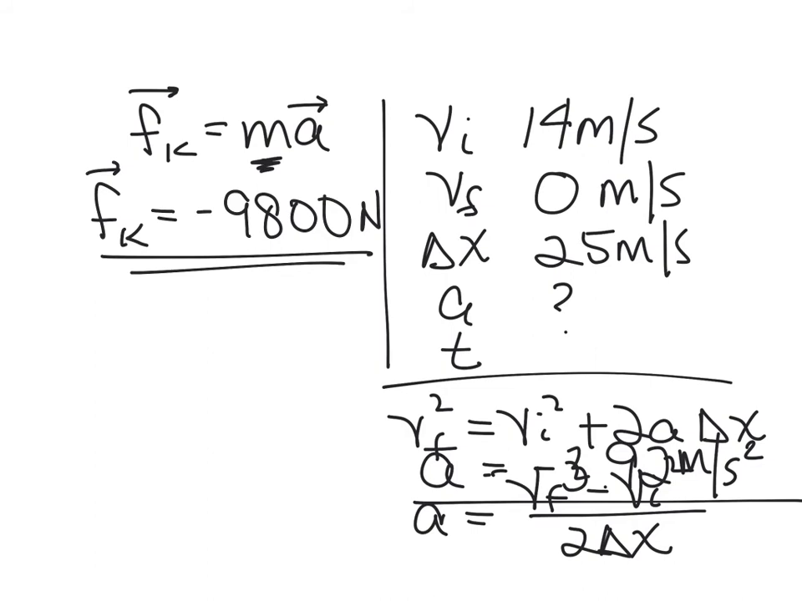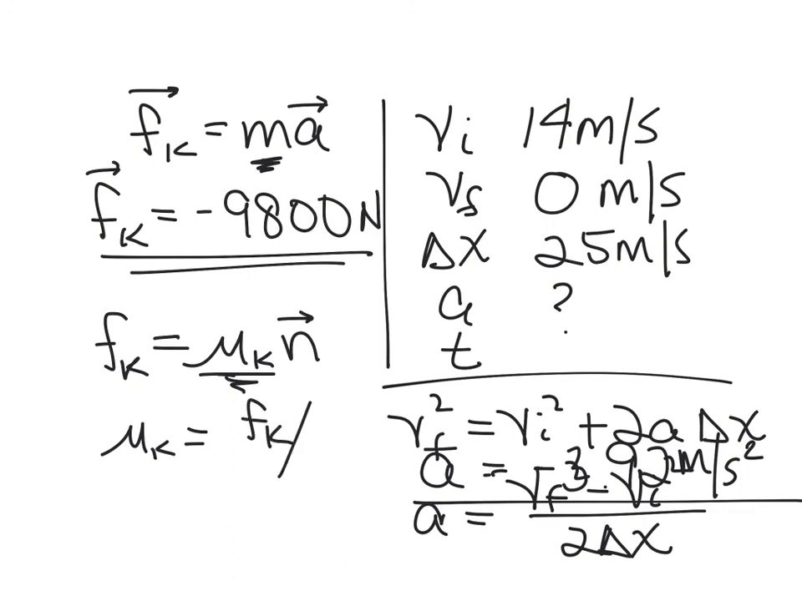Now, what do we do with that? Well, now we're asked to find the coefficient of kinetic friction. We know that the kinetic friction, in addition to equaling mass times acceleration in this case, is also equal to the coefficient of kinetic friction times the normal force. So now we can rearrange and solve for mu k. Mu k equals Fk divided by the normal force.